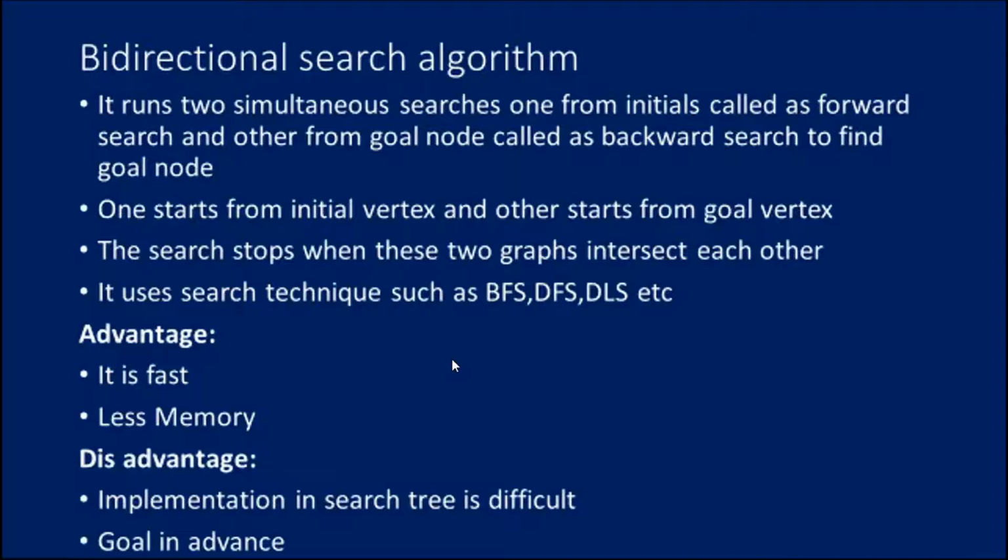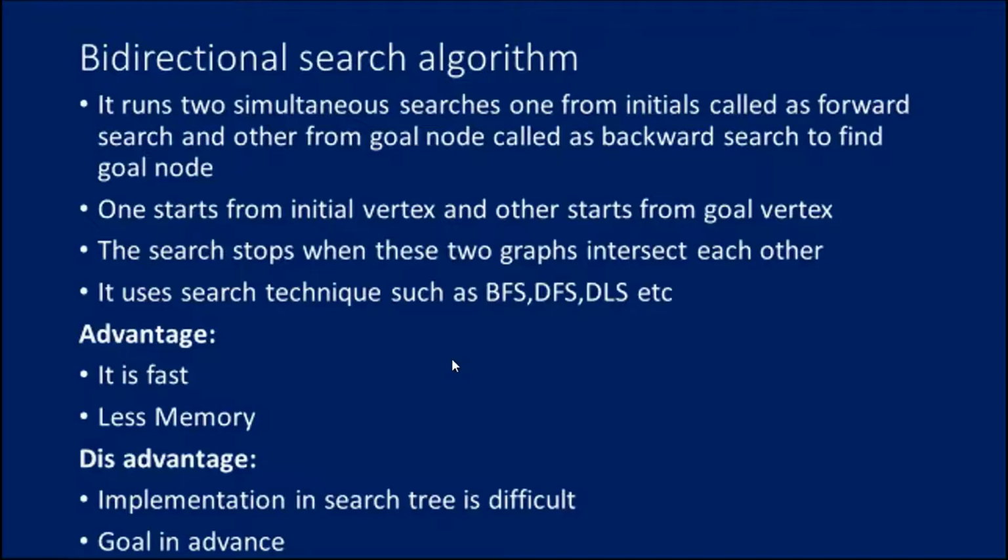The advantage of bidirectional search is that it is fast, since searching takes place in two directions. Bidirectional search also requires less memory. The disadvantage of bidirectional search is that implementation of the bidirectional search tree is difficult.